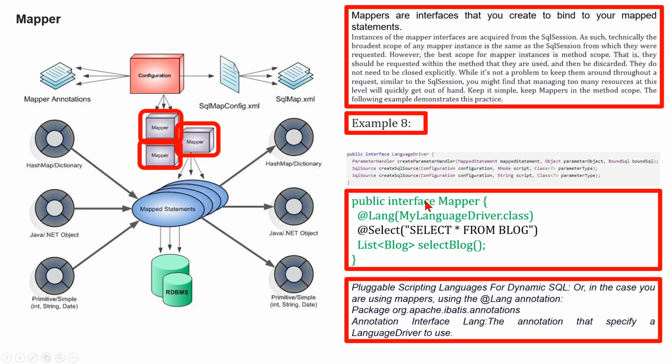Now we are considering pluggable scripting languages for dynamic SQL, or, in case you are using mappers, using the @Lang annotation. Annotation interface Lang is the annotation that specifies a language driver to use. This is in the package org.apache.ibatis.annotations. Starting from version 3.2, MyBatis supports pluggable scripting languages, so you can plug in a language driver and use that language to write your dynamic SQL queries. You can plug in a language by implementing the following interface.